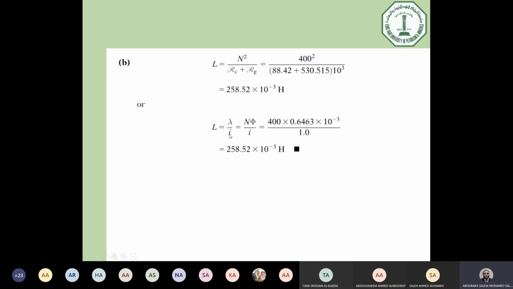Of course, another way to calculate inductance is lambda divided by I. The same. You have N, you have phi, and you have the current as well. You can calculate it based on the electrical parameters like flux and current.